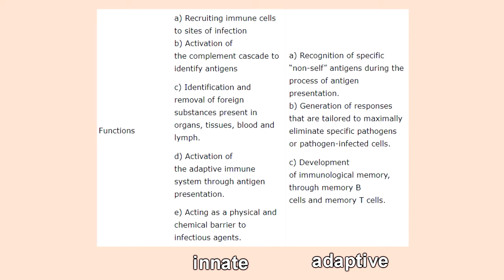Innate immunity functions as recruiting immune cells to sites of infection, activation of the complement cascade to identify antigens, identification and removal of foreign substances present in organs, tissues, blood, and lymph, activation of the adaptive immune system through antigen presentation, and acting as a physical and chemical barrier to infectious agents.